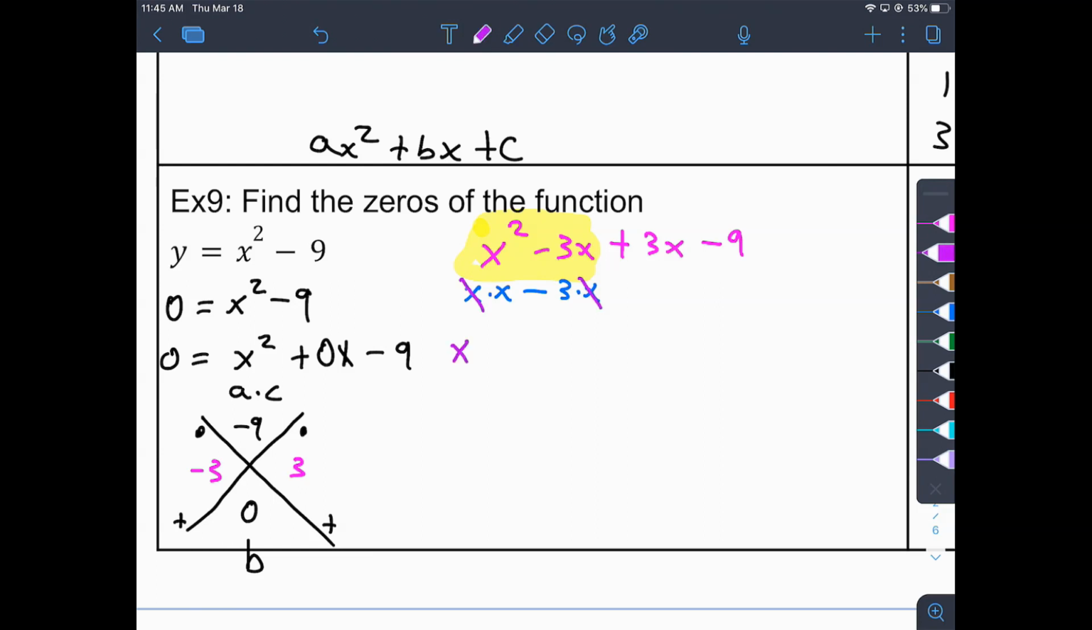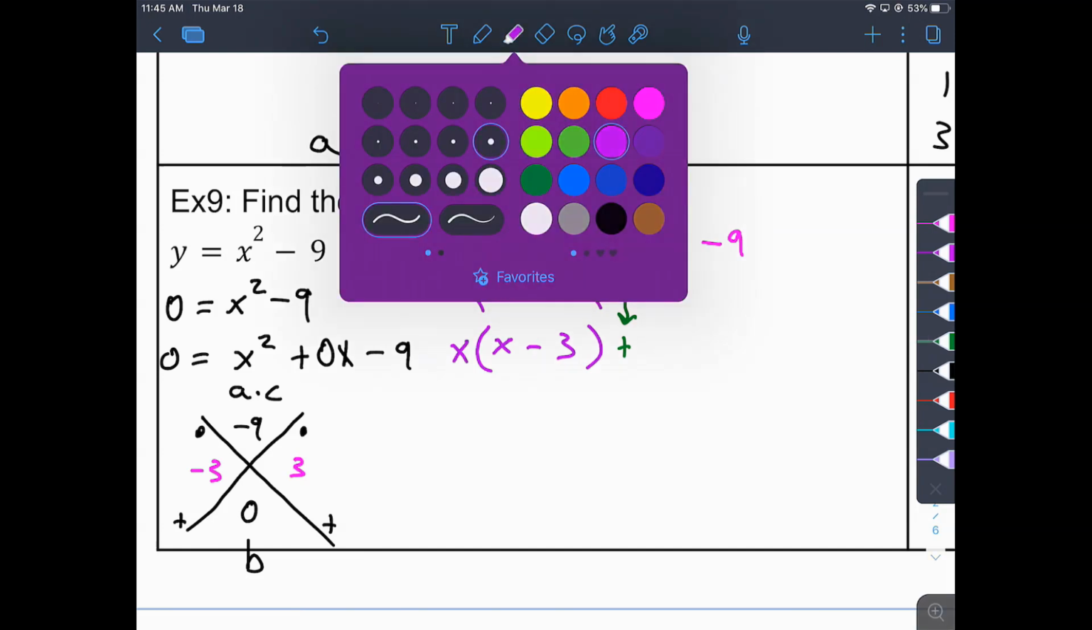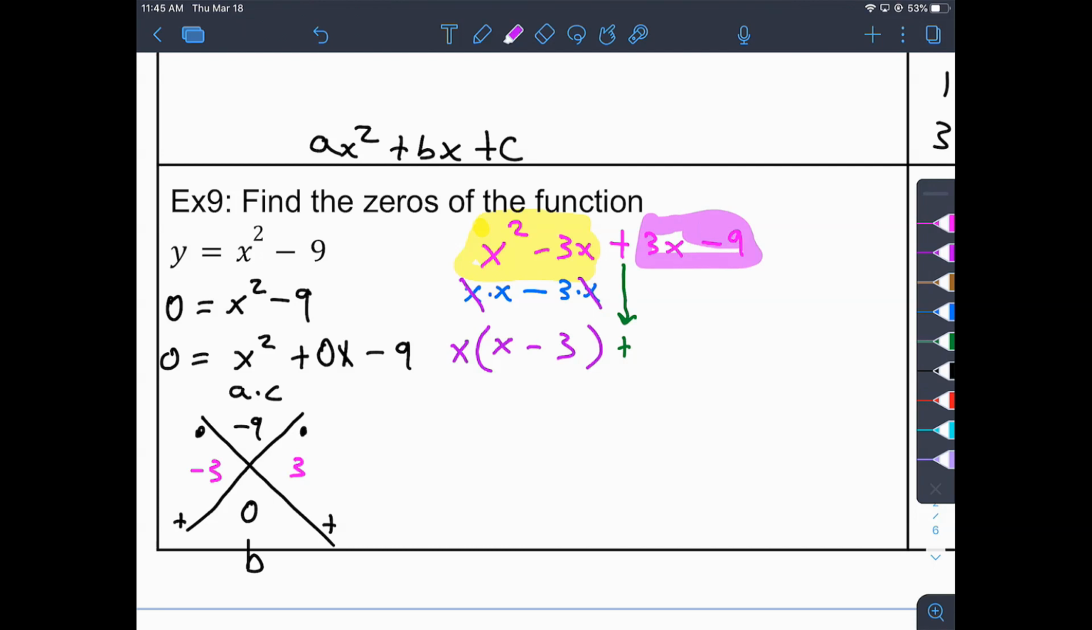So that means there's an x on the outside. What did I not use? I did not use an x. The minus sign is still there, and I did not use the 3. I have a plus sign. The plus sign comes down. That stays there. What is in common with the second two terms?